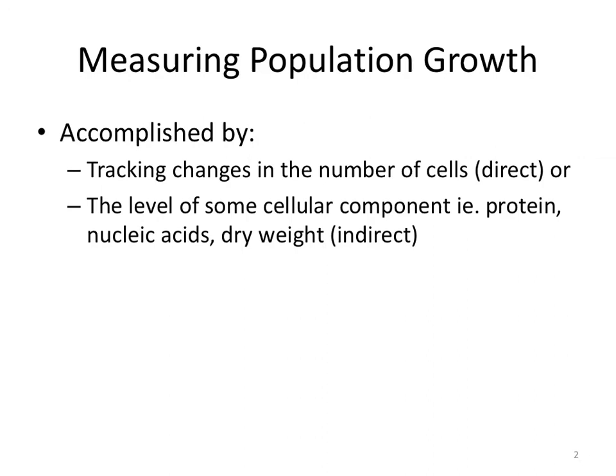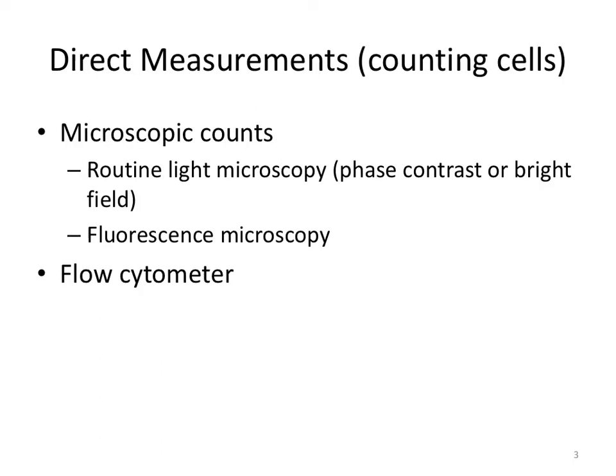So population growth is how we measure the growth of microbes, and this is accomplished in a couple of ways. First, we can track changes in the number of cells by directly counting the cells, or second, we can assess changes in population by assessing the level of some cellular component such as protein, nucleic acids, or dry weight. Those are all considered indirect measures of microbial growth.